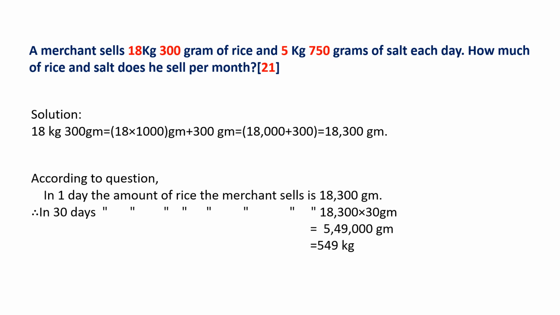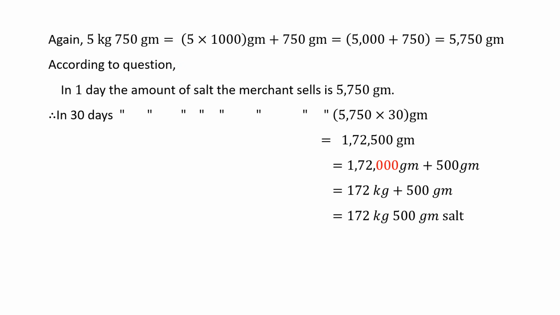5 kg 750 gram: convert to grams, and then for one day it is 5750, for 30 days it is 1,72,500 grams, and I have converted that to 172 kg 500 gram of salt. That's so simple, right? Okay students, our lecture ends here.